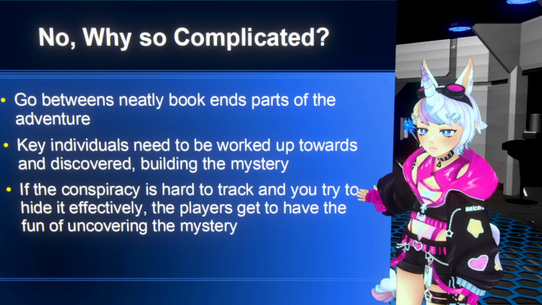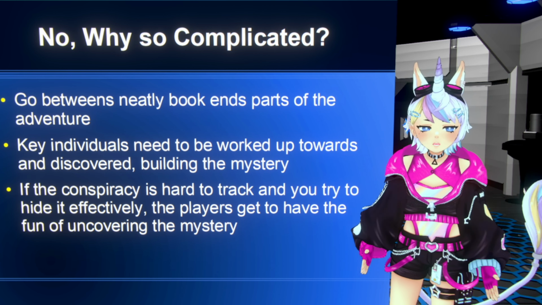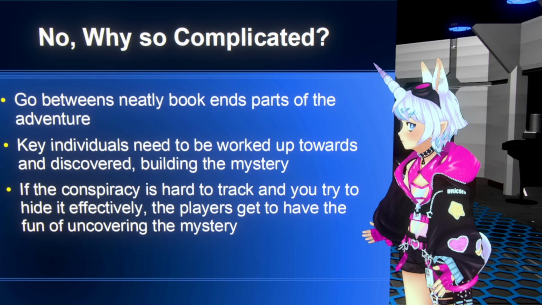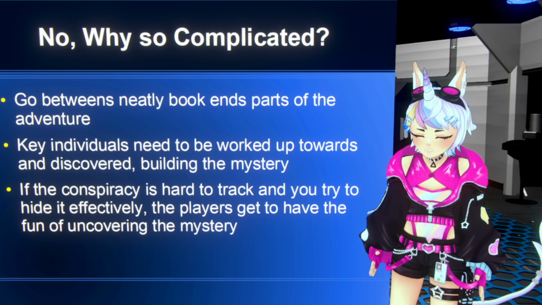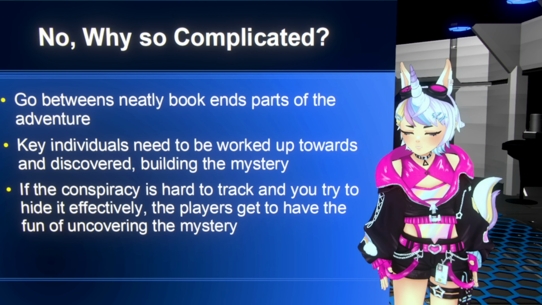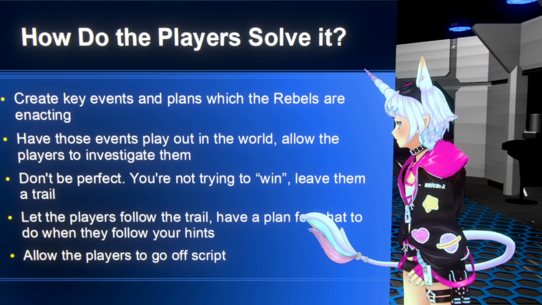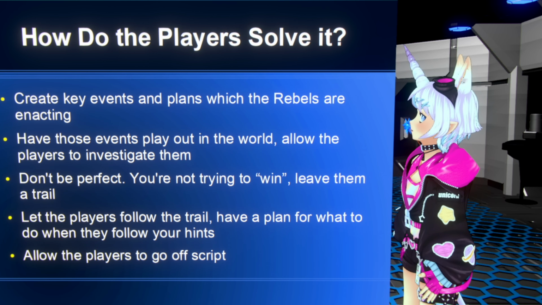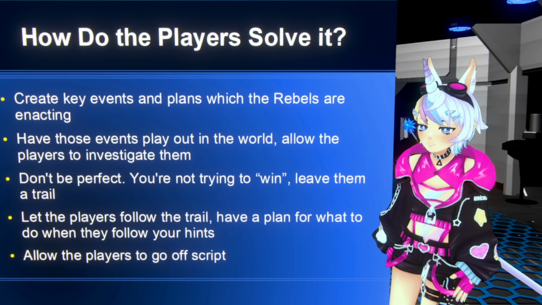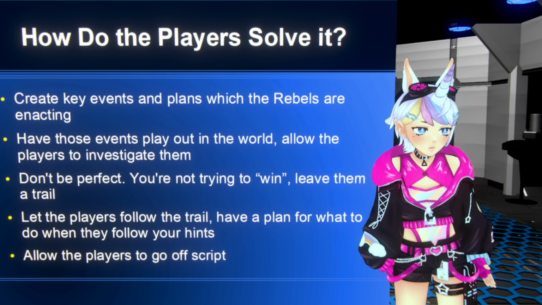If the conspiracy is hard to track, and you have tried to hide it efficiently, the players get to have the fun of uncovering a mystery, and if you're playing this kind of game, that's the thing that you want them to be doing. So how do our players who are playing some Imperial officers or Sith Inquisitors go and actually unpick our rebel alliance?